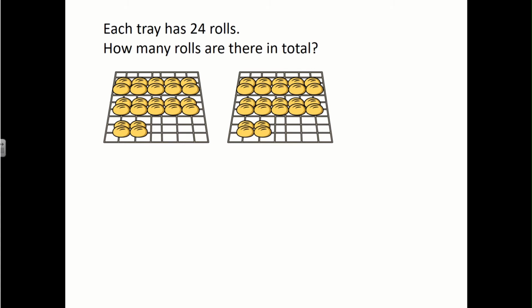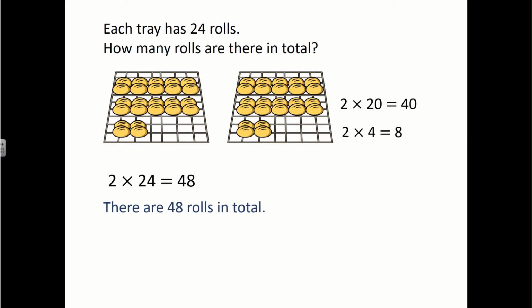But I can also represent this as a multiplication. 20 and another 20. 2 lots of 20 is 40. 4 plus another 4. 2 lots of 4 is 8. 40 plus 8 is 48. 2 times 24 is 48. There are 48 rolls in total.